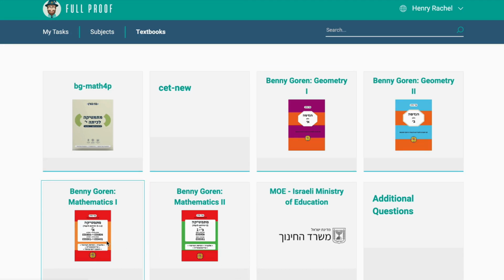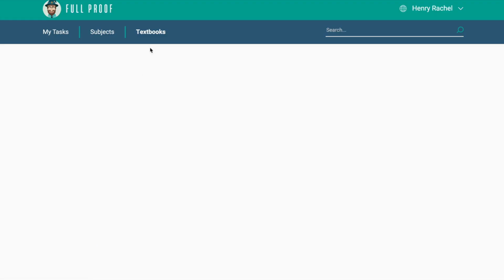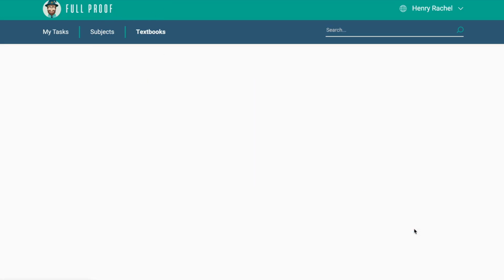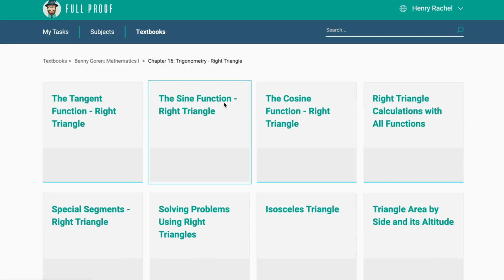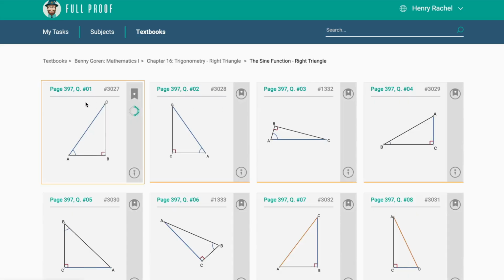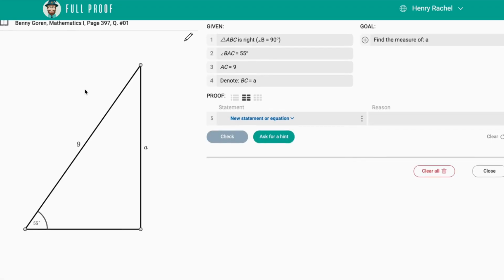Today we're going to learn how to use trig ratios to find missing sides in right triangles. Specifically, we're going to be working with sine functions. So let's go ahead and start with this textbook in FullProof, and we're going to go into chapter 16 and enter the sine function problems. And here we are.